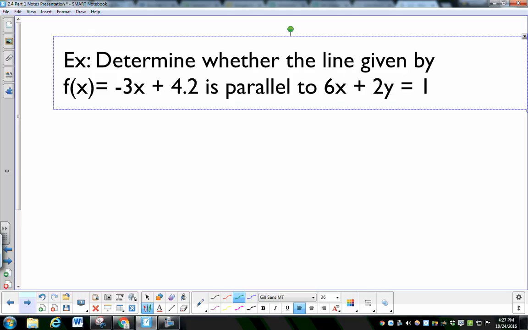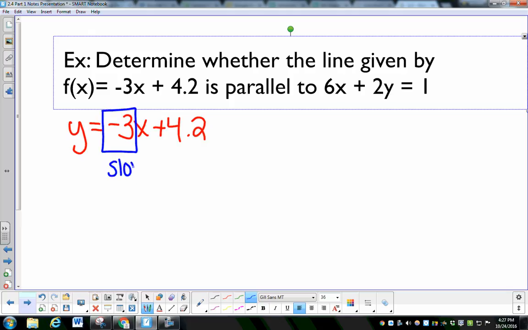For example, determine whether the line given by f of x equals negative 3x plus 4.2 is parallel to 6x plus 2y equals 1. Pause this if you need time to write that down. If you're scared by this f of x here, remember, this is just like y equals negative 3x plus 4.2. So our slope here is negative 3. If our other line is parallel, we know it has to have the same slope.